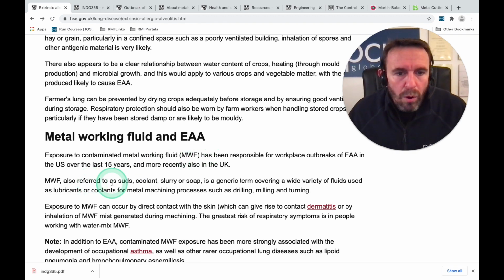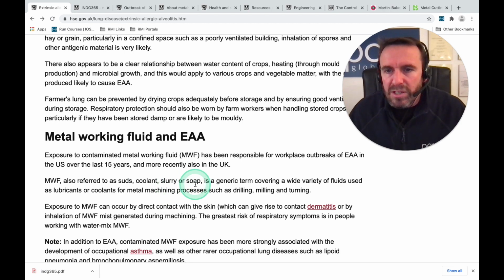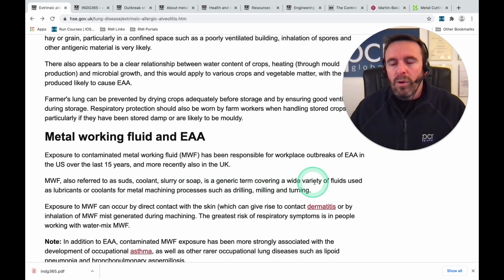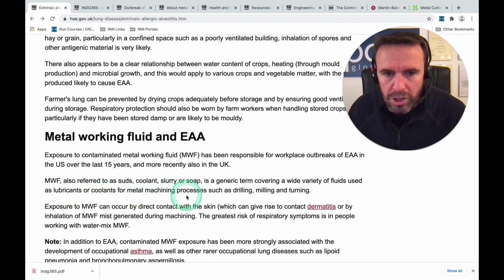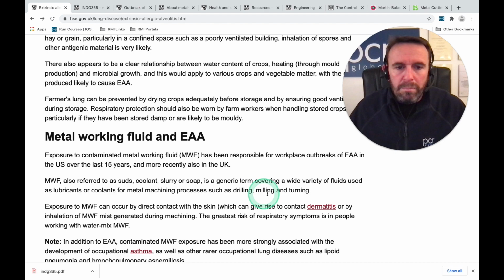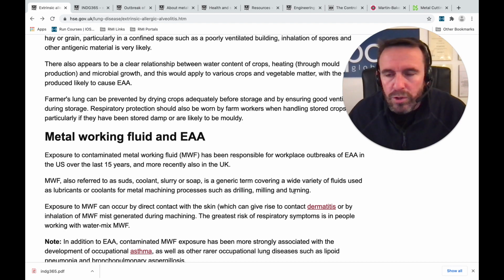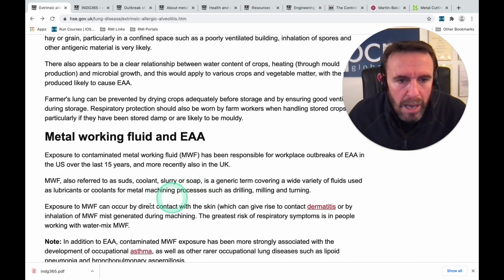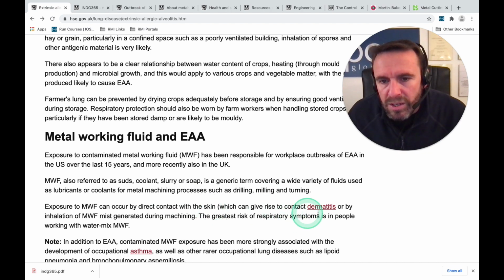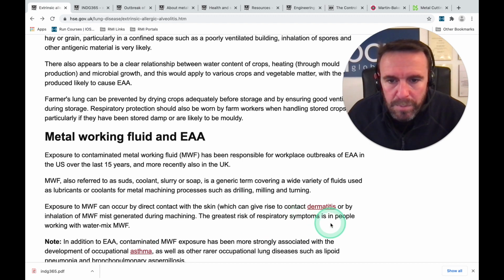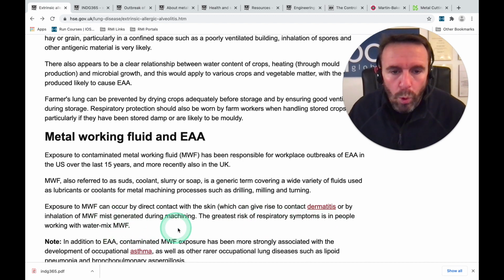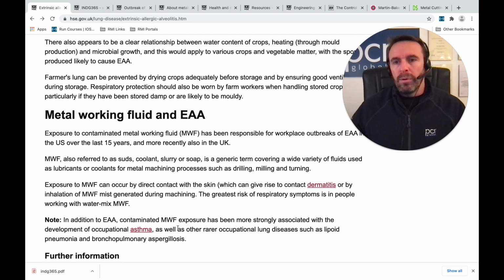Metalworking fluids, also referred to as suds, coolant, slurry, soap, is a generic term covering a wide range of fluids used as lubricants or coolants for metal machining processes such as drilling, milling, and turning. EAA is not the only physical issue from MWF. It can also give rise to contact dermatitis. The greatest risk of respiratory symptoms is in people working with water mix MWF.